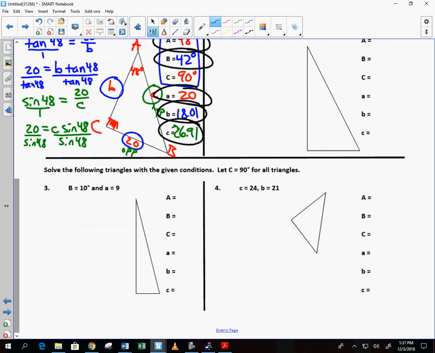All right, I'll post the answer key. Make sure you try one and check to see if you got it right, okay?